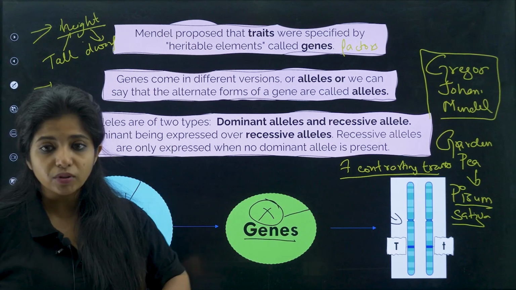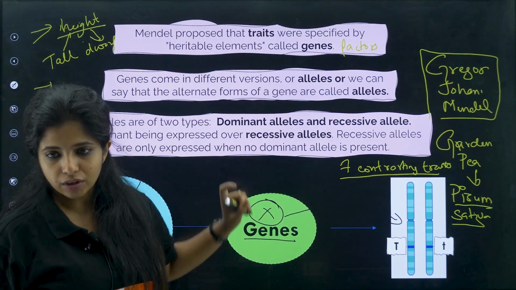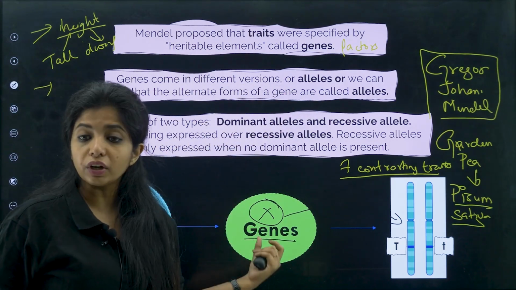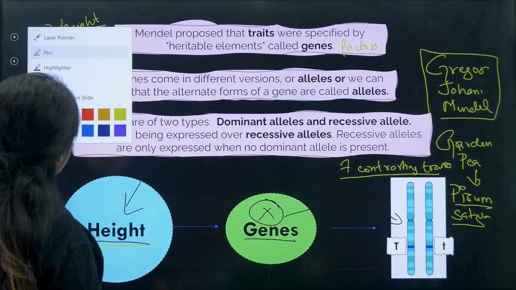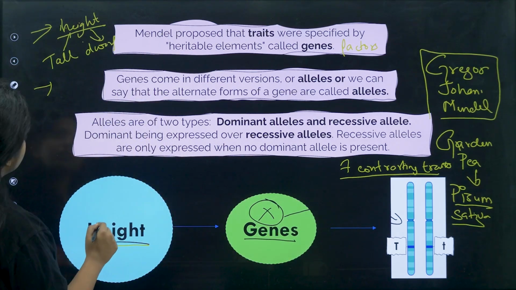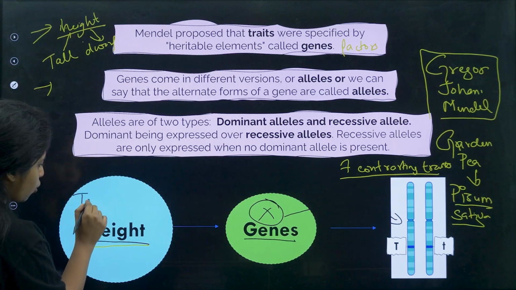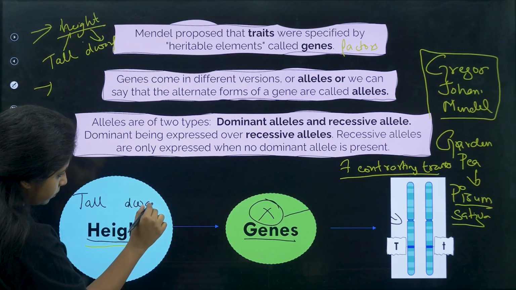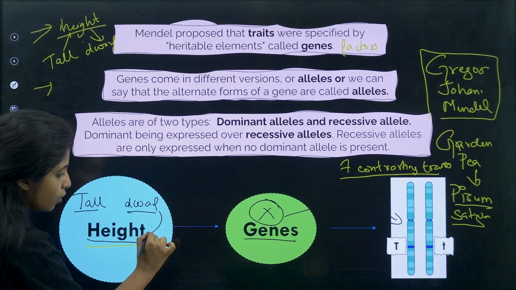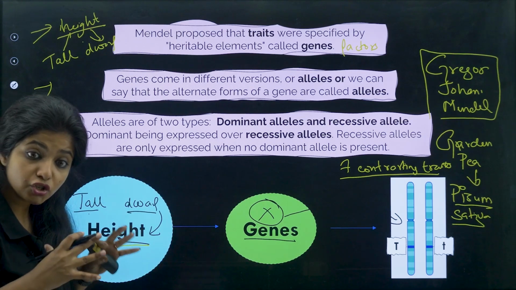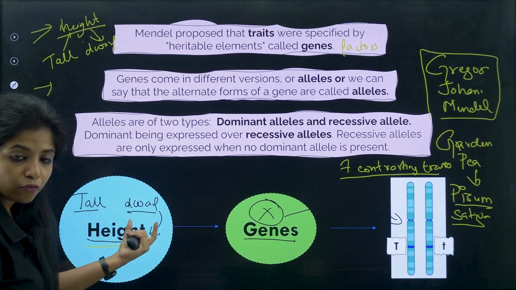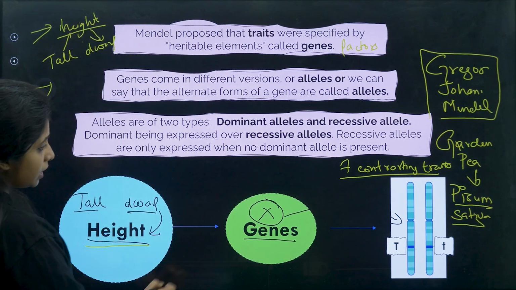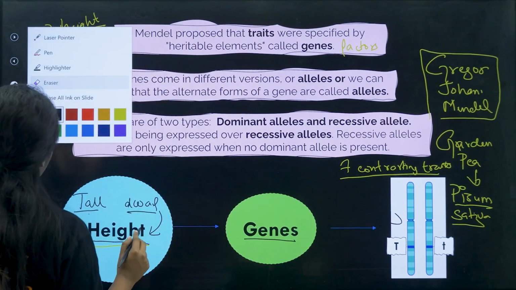He also said one more thing: factors come in different versions, or what do you call them? Alleles. What do I mean by that? When I say there is height, children, height is of 2 types: tall and dwarf. So there is a gene for height, but the gene for the tall one will be different from the dwarf one.